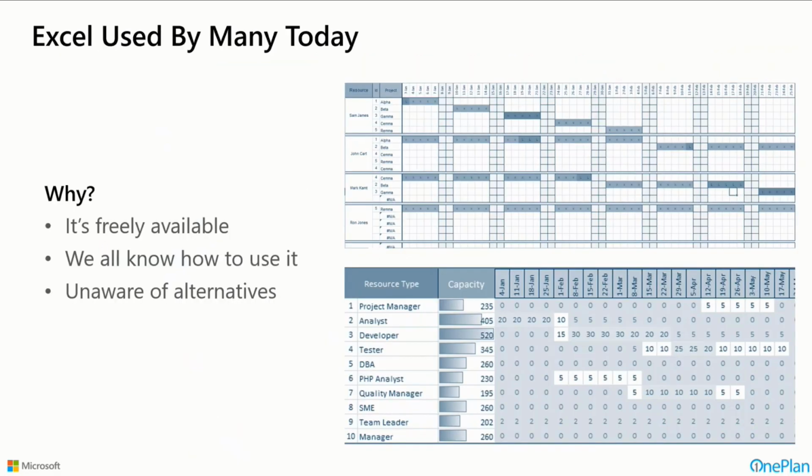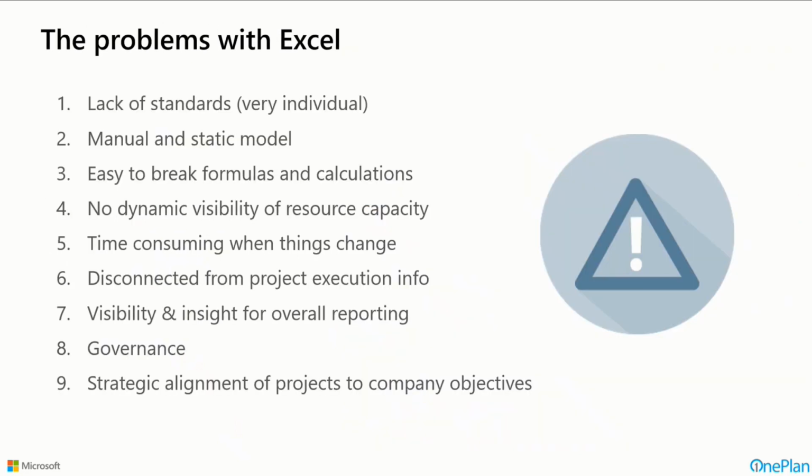Now, many are doing this in Excel today because it's something that's freely available. They all know how to use it, and they're unaware maybe of viable alternatives for them to use. Now, that's great, and it tackles the problem of that resource-only dimension, but why are there problems with this? One, it generally lacks standards. It can be very individual in its nature to do something organization-wide.